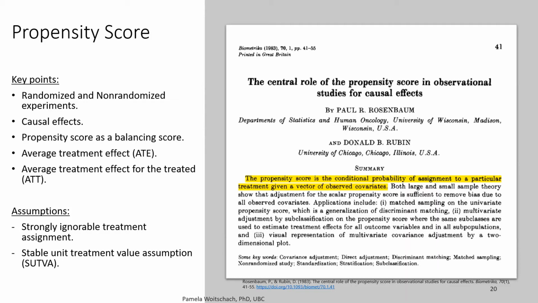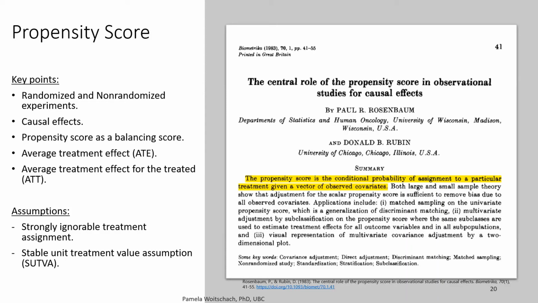Another very important point from this paper are the assumptions that should be met for the PS to work. The first one is that treatment assignment is strongly ignorable, which holds when the probability of a unit receiving a treatment is strictly between 0 and 1. And the stable unit treatment value assumption involves assuming that treatment applied to one unit does not affect the outcome of the other unit.